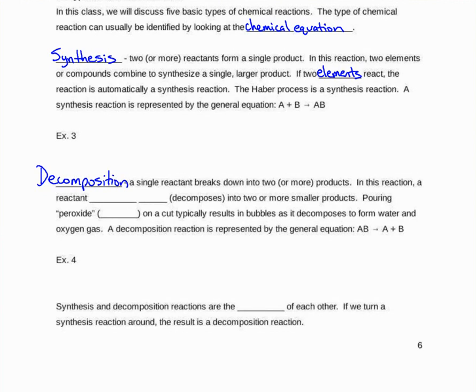In this type of reaction, we have a single reactant breaking down into 2, possibly more, products. In this reaction, the reactant breaks down or decomposes. Those really mean the same thing here. And we're getting 2 or more smaller products. So we have one reactant and it's breaking into pieces. We're getting smaller pieces, smaller products.